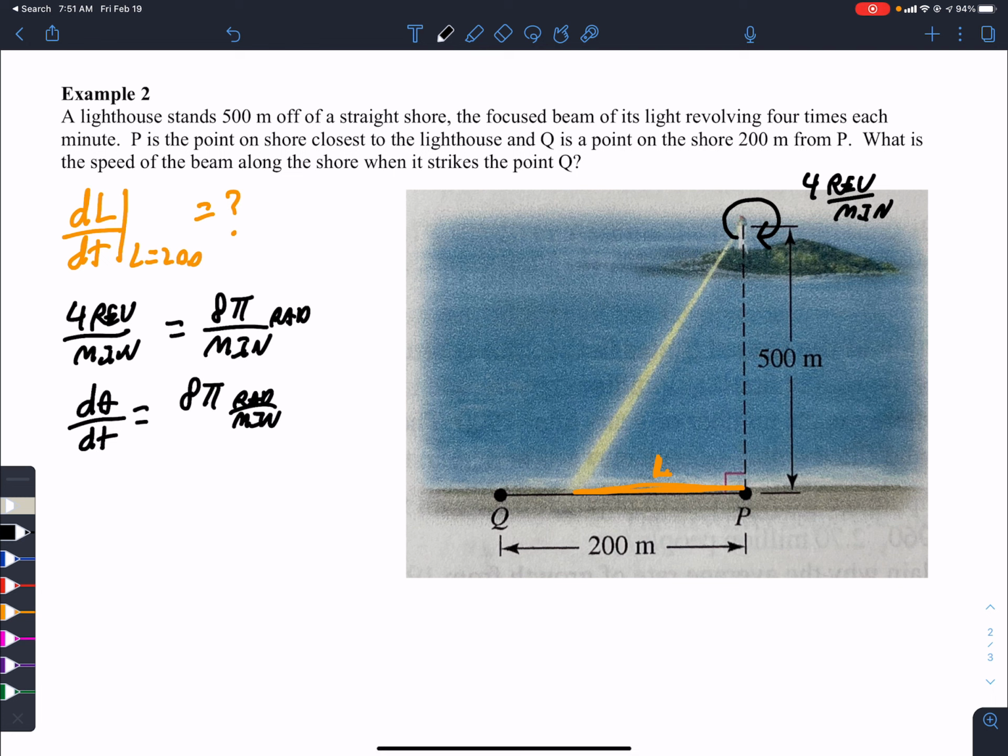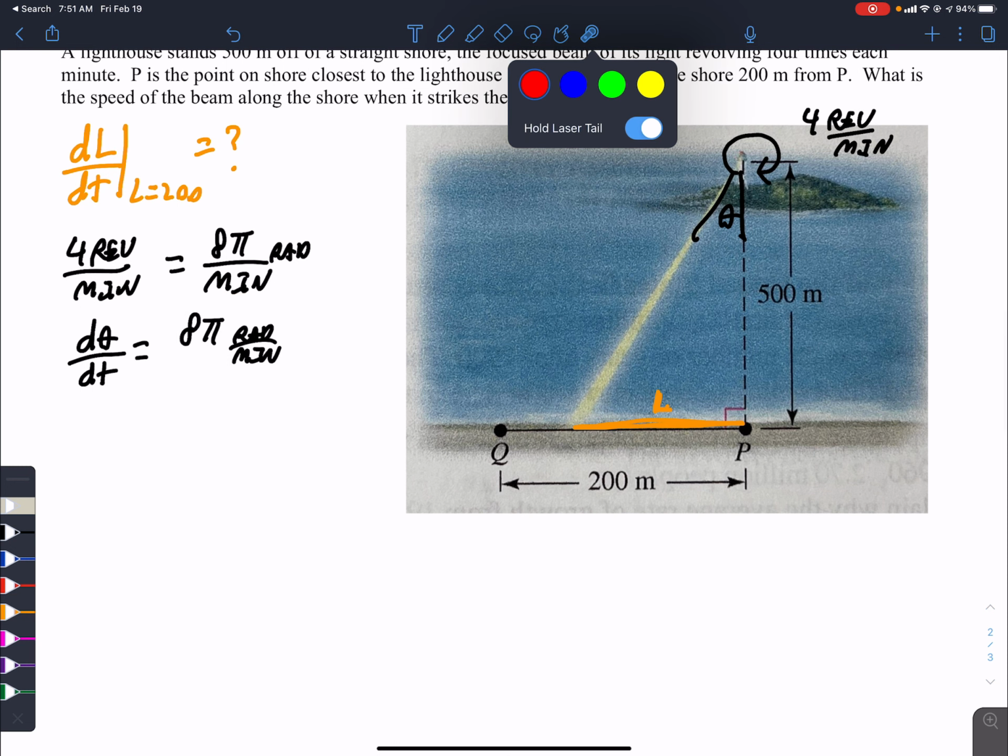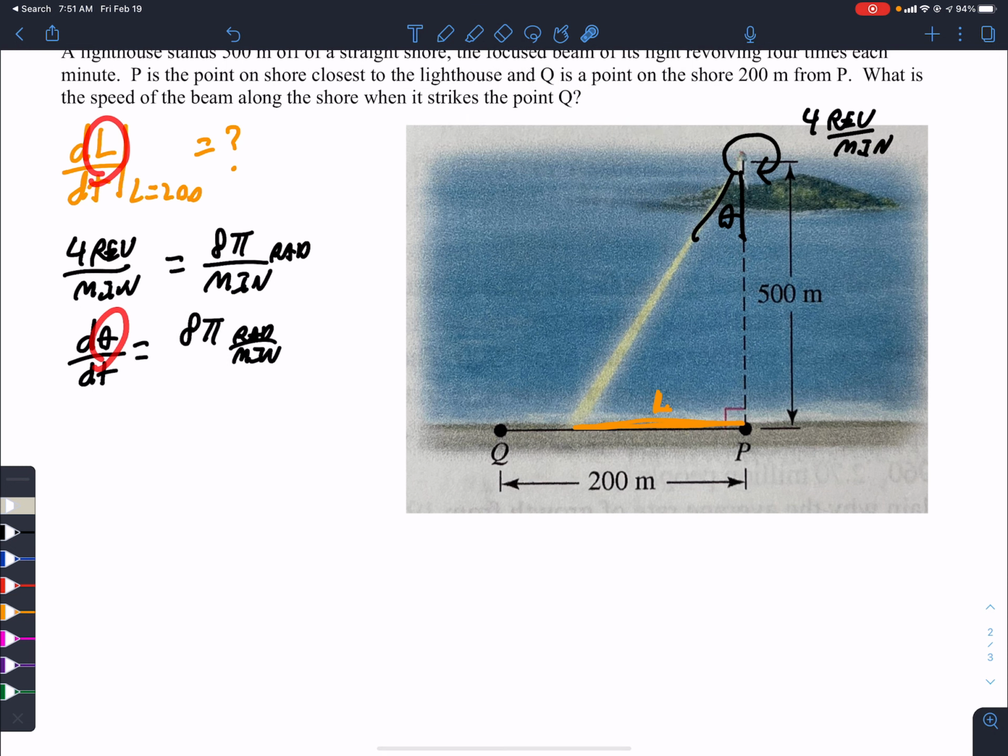So now we have another situation here where we have an angle. That angle theta is changing. As this rotates, how fast does theta change? 8 pi radians per minute. So now we have L and theta. What are we going to do?